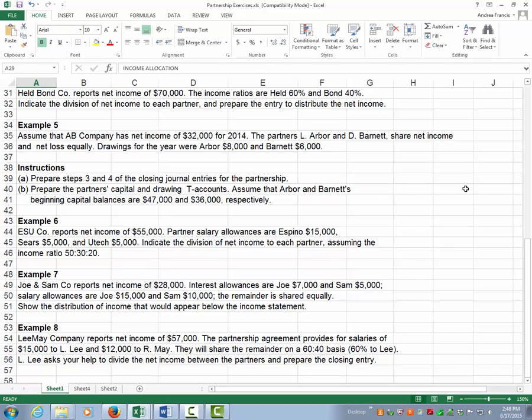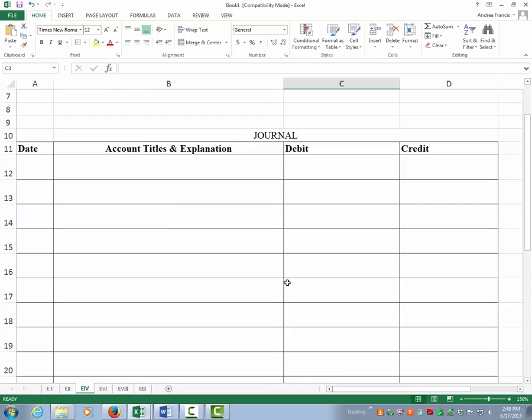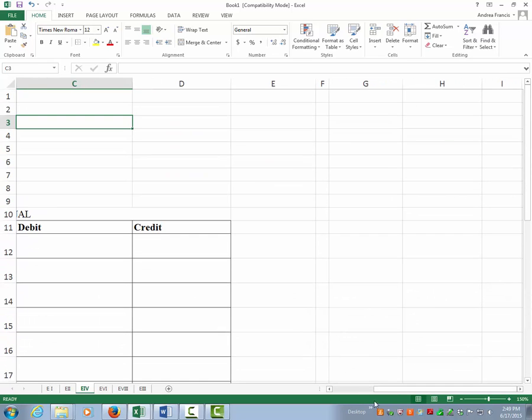The third step is more about allocating the net income or net loss to the partners, and I'll demonstrate how that's done. And then in B, we have to prepare the partner's capital and drawings T accounts, assuming certain beginning balances. So let's go into a workbook and begin the process. Over here I have a space for the income allocation, then I also have space for the journal entries, and finally I have some space for the T accounts.